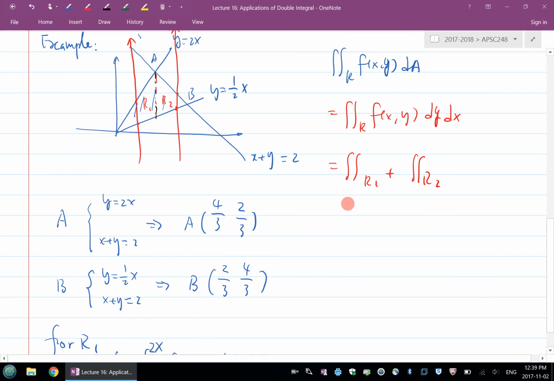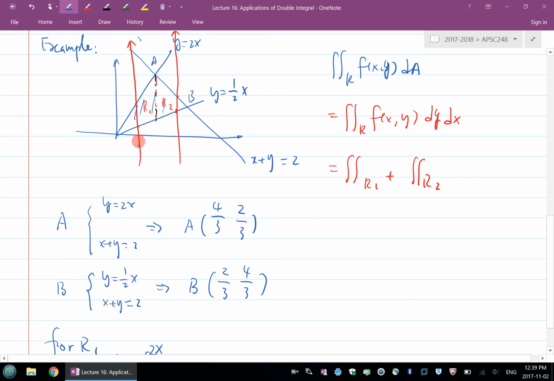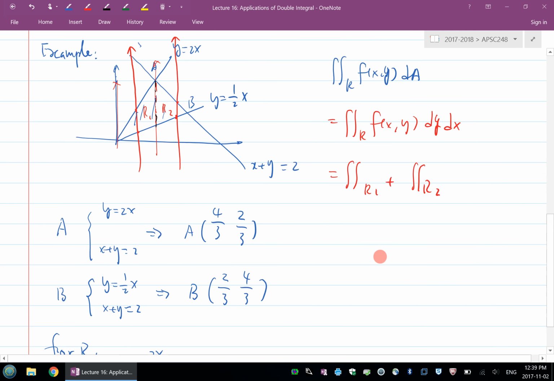And then you sweep this arrow line from one edge to the other edge of R1. So basically it goes from here to here, which gives the x limits. x goes from 0 to the x coordinate of point A, which is 4 over 3.